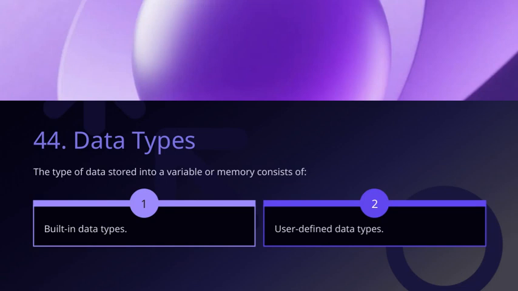All right, let's talk about data types. When we store data in a variable or in memory, the type of data we're working with is really important. It determines what kind of information the variable can hold and how that information is processed.